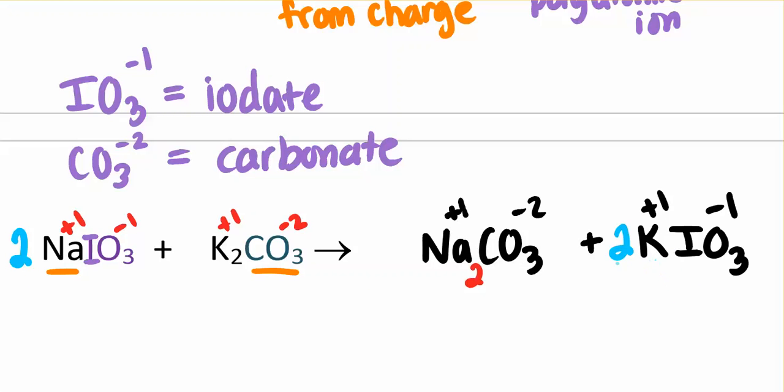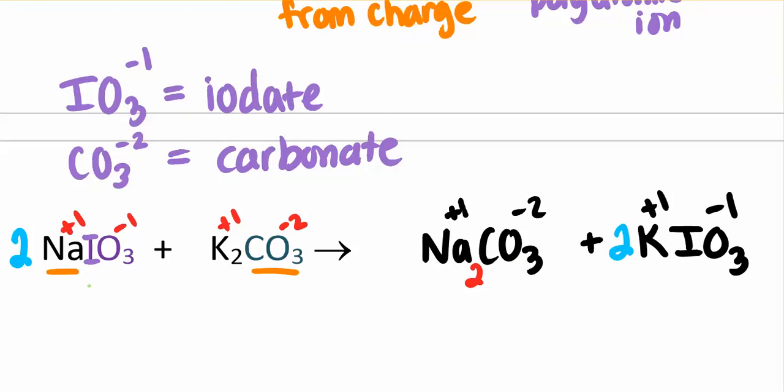That just affected potassium. So there's 2 potassiums in the product, 2 potassiums in the reactant. Last, I'll check carbonate. There's 1 carbonate ion in the reactants and only 1 in the product. So that one is balanced.